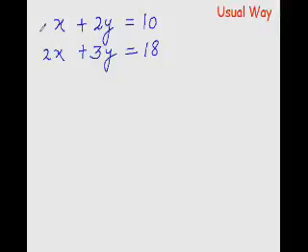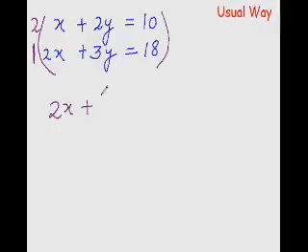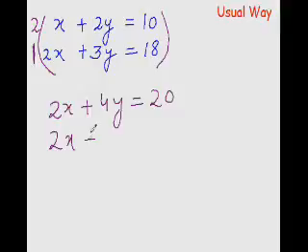All right? So basically we cross multiply the coefficients. So the coefficient of this x is 2. So I multiply this 2 here, and the coefficient of this x is 1. So I put 1 here. So let's put these equations here. So 2 times x is 2x, 2 times 2y is 4y, and 2 times 10 is 20. All right, and multiply this equation with 1, so it would be 2x plus 3y equal to 18.